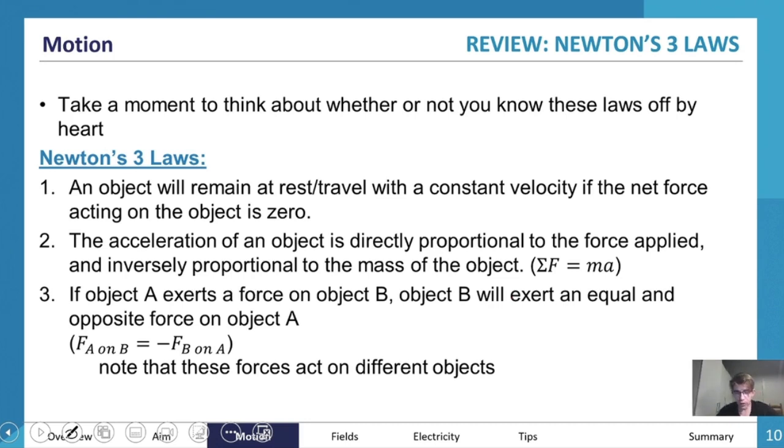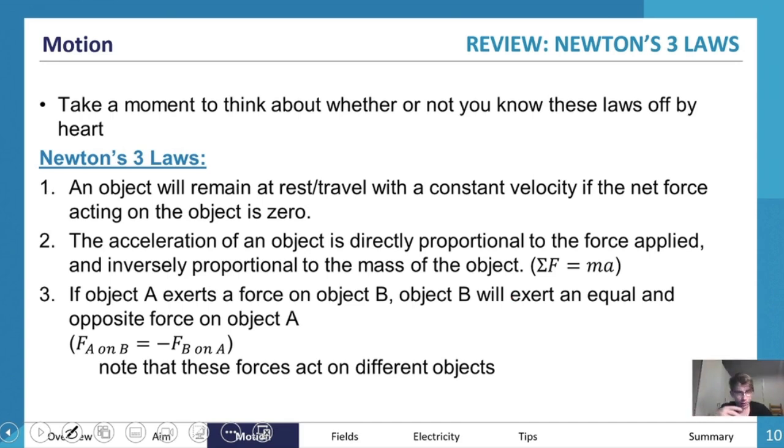You have to read the law very carefully and what it states. It states an object will remain at rest, aka velocity is equal to 0, or travel with a constant velocity, aka velocity is constant. You have to think in mathematical terms. If the net force acting on the object is 0. The key word here is the net force, not force, the net force.